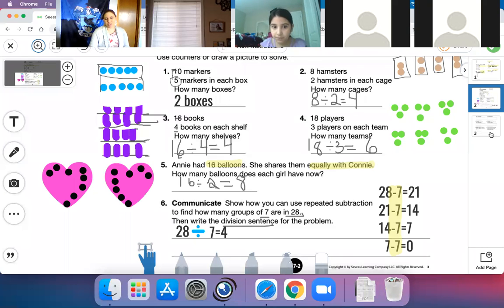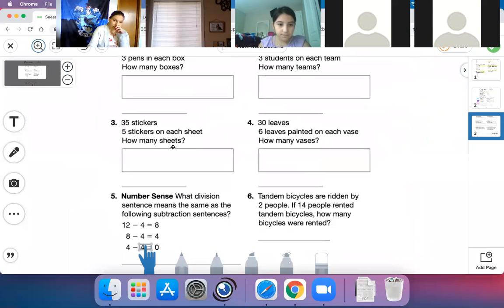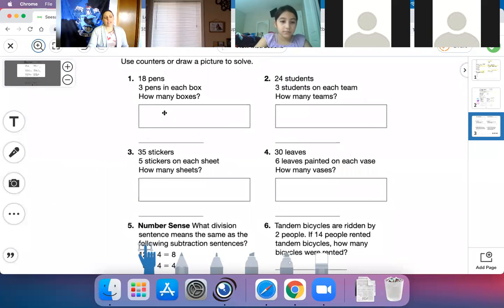All right. Let's go over page 3 quickly. It's really similar to yesterday. Yesterday we had really similar problems where it gave you a box to draw your picture and it told you what to divide. So it says you have 18 pens and you can put 3 pens in each box. How many boxes would you make? Yesterday we made boxes and filled them up, right? We said how many could fit in each box.